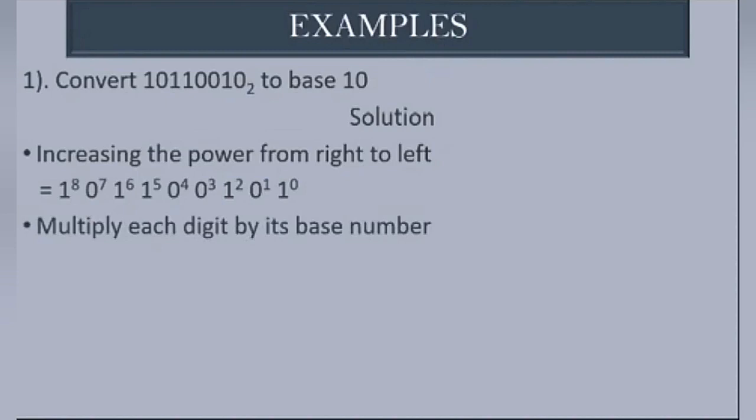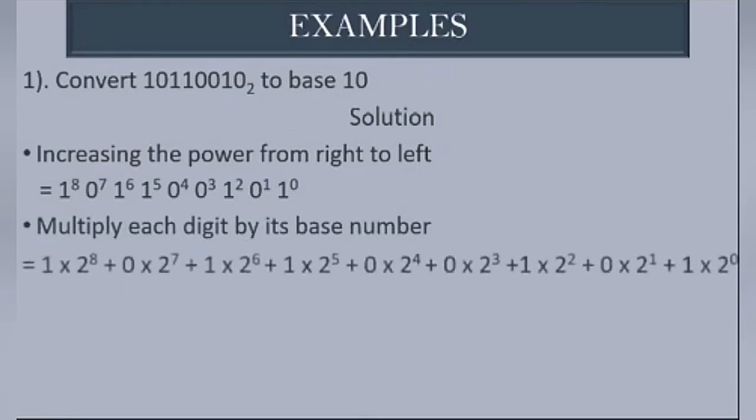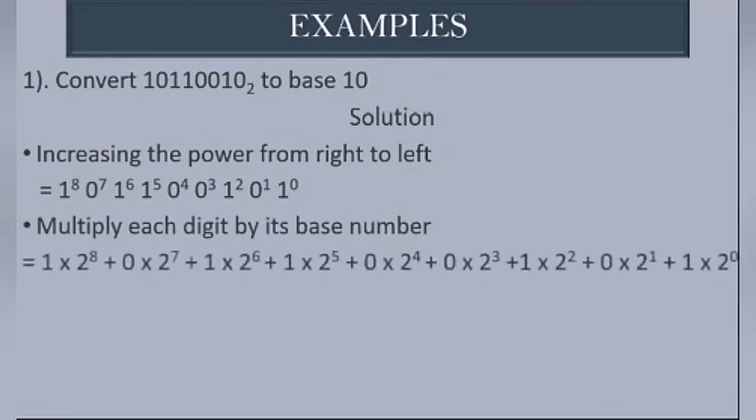Next, you are to multiply each digit by its base number. Take note of the powers which we have already indicated. Now look at the last 2. You can see the power is 0, the next is 1, the next is 2, 3, 4, 5, 6, 7, and then 8. Finally, you add up the result.